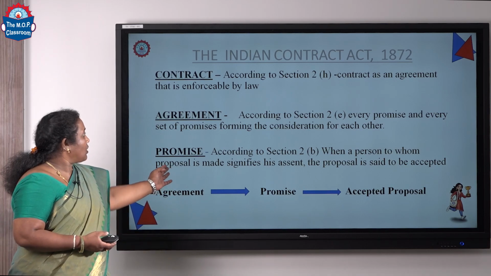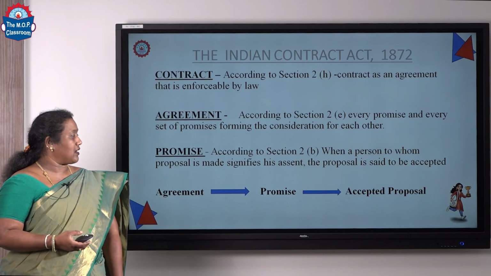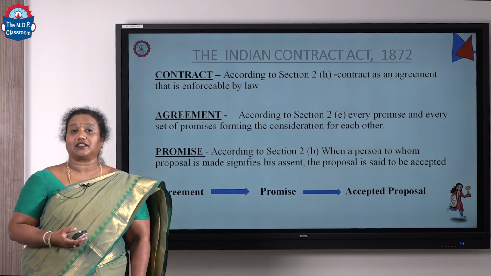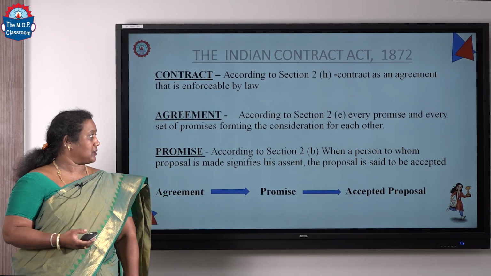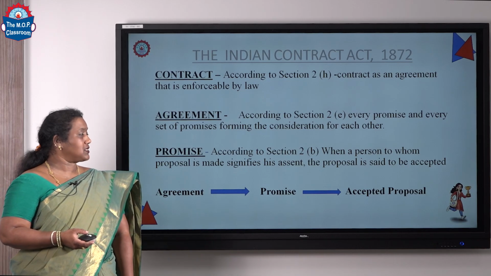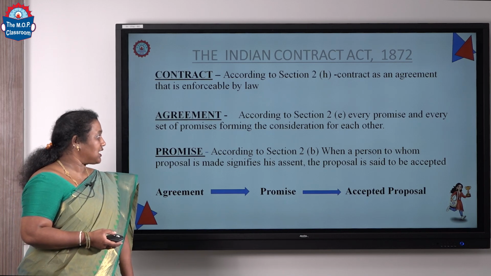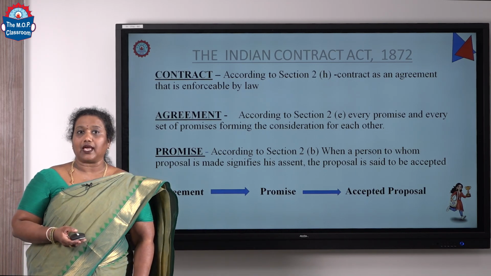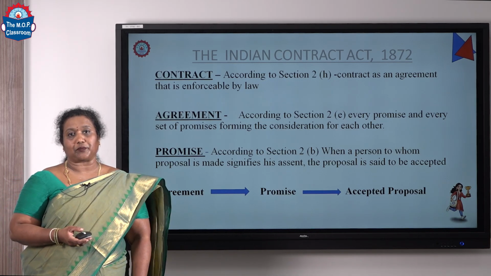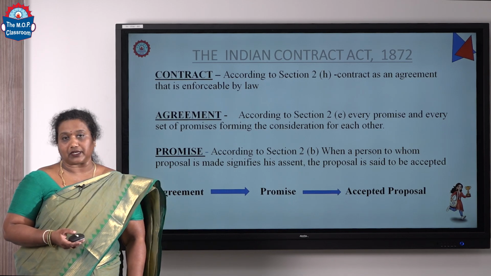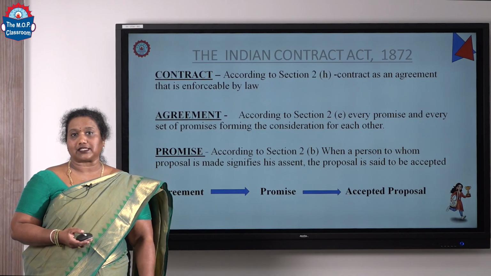So let's move on to what is meant by a promise. When a promise is made by one person to another person and the other person gives his assent to the particular promise, it is called an accepted proposal. Let's see the definition. According to section 2(b), when a person to whom a proposal is made signifies his assent, the proposal is said to be accepted. So a promise is converted into an accepted proposal and therefore that leads to an agreement. In general, I can tell you that an agreement will lead to a promise, that will lead to an accepted proposal.